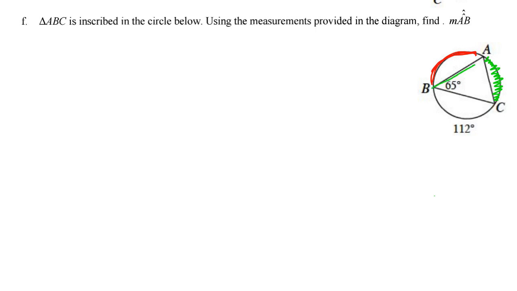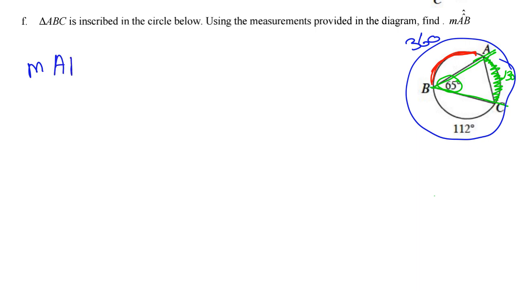Arc AC corresponds to angle B. If angle B is 65, then the measure of arc AC would be double that angle, which is 130. 65 times 2 is 130. Now, all around the circle is 360 degrees. So the measure of arc AB will equal 360 minus the 130 minus the 112, and that's equal to 118 degrees. This question will conclude today's lesson.